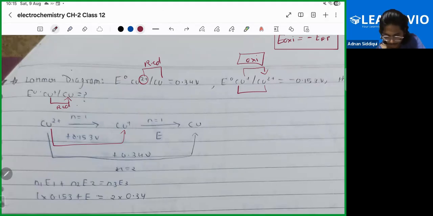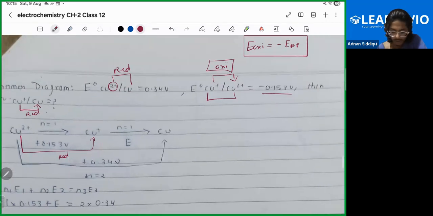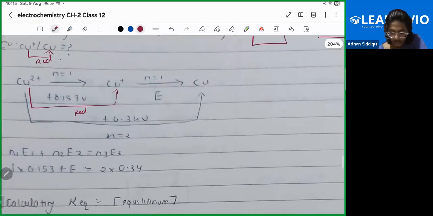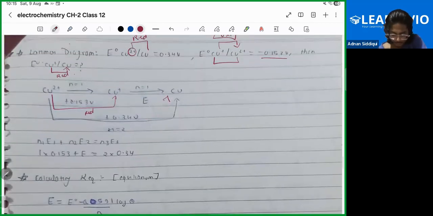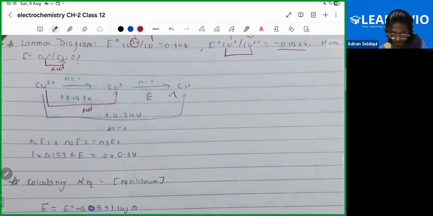So you have your value here. Now, what you need to find is Cu2+ to Cu, from here to here. So what you are going to do? You will do n1E1 plus n2E2 is equal to n3E3. So how are we going to do this?